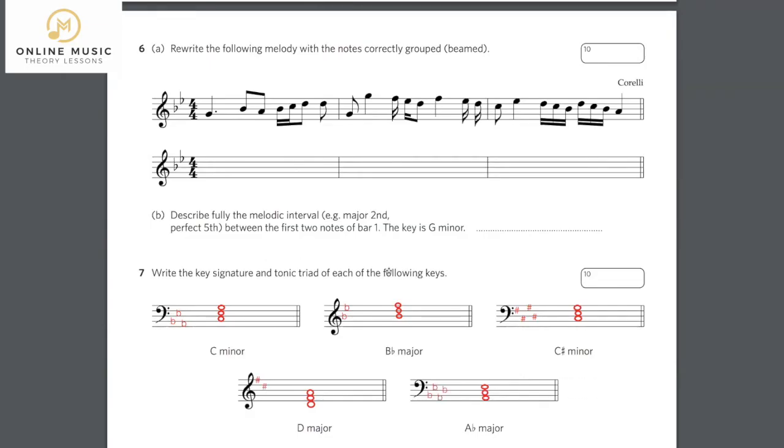Alright, so that's what they're looking for. So you've done the 2 things they're asking there. Write the key signature and the tonic triad of each of the following keys.